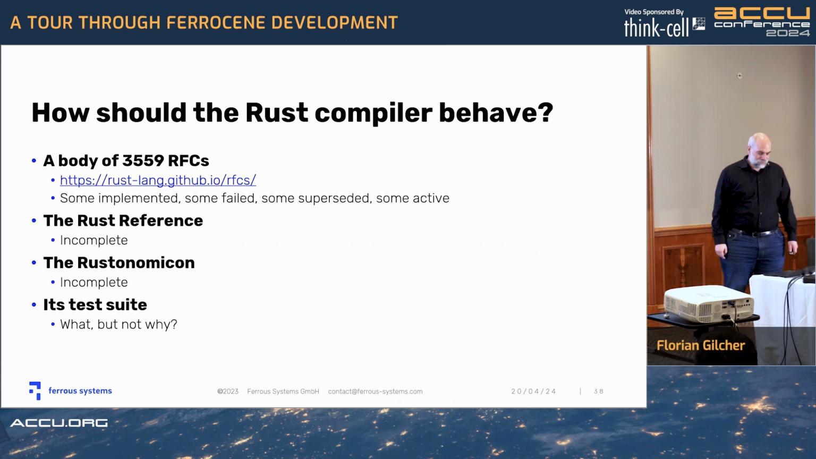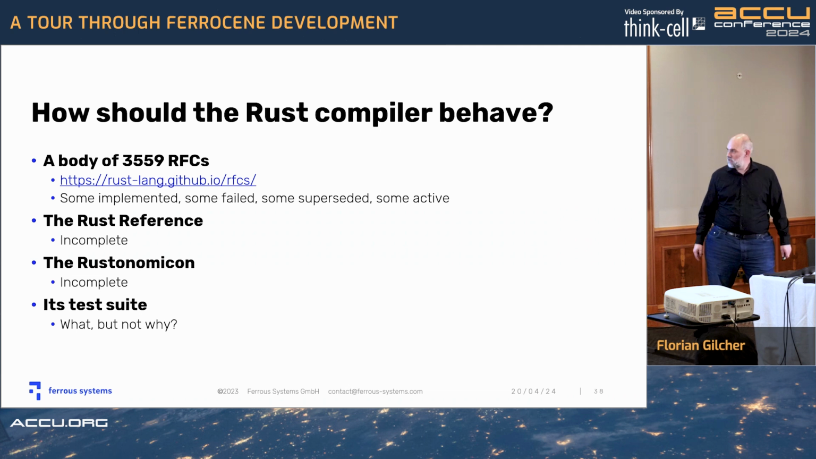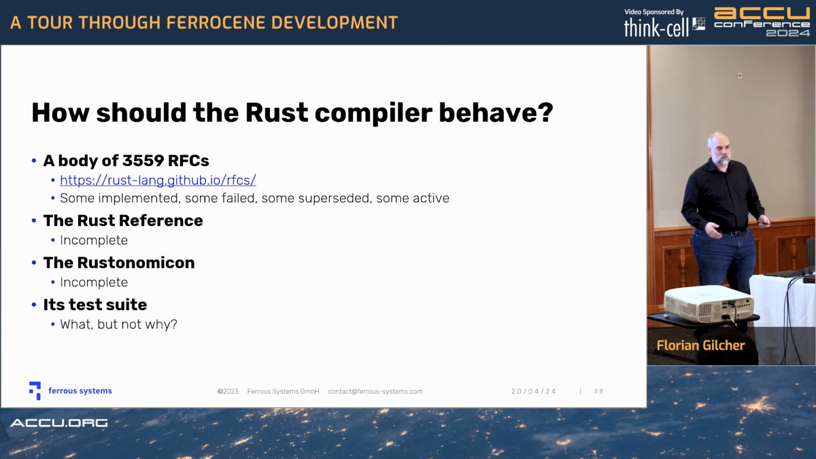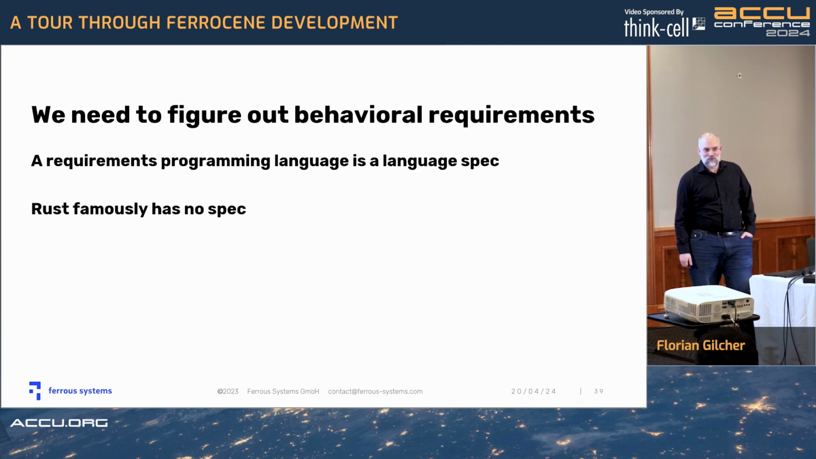And there's a test suite. But the question with the test suite is, it declares what is tested, very concretely, the testers and the testers, but not why. Why is this test there? What does it actually cover? And all of these kind of things. So we need to figure out behavioral requirements. Behavioral requirements for a programming language is a language spec. And Rust famously has no spec.